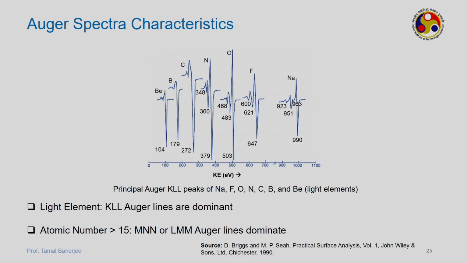Now, in this case, the principal Auger KLL peaks of the lighter elements are shown here for sodium, fluorine, oxygen, nitrogen, carbon, boron and beryllium. These are all light elements. For all these light elements, the KLL Auger lines are dominant. When the atomic number goes higher than 15, then MNN or LMM Auger lines dominate. So KLL lines are something like this; here I am showing them for lighter elements.